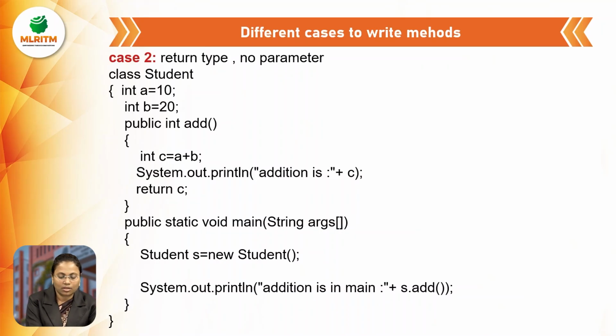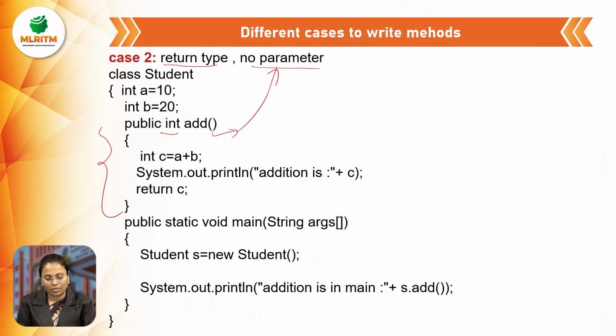The next case is return type, no parameter. Here the method should have a return type but no parameter. If you observe this method, you can understand this is the return type, but this method does not have any parameter. Right, this is the way of declaring the method.